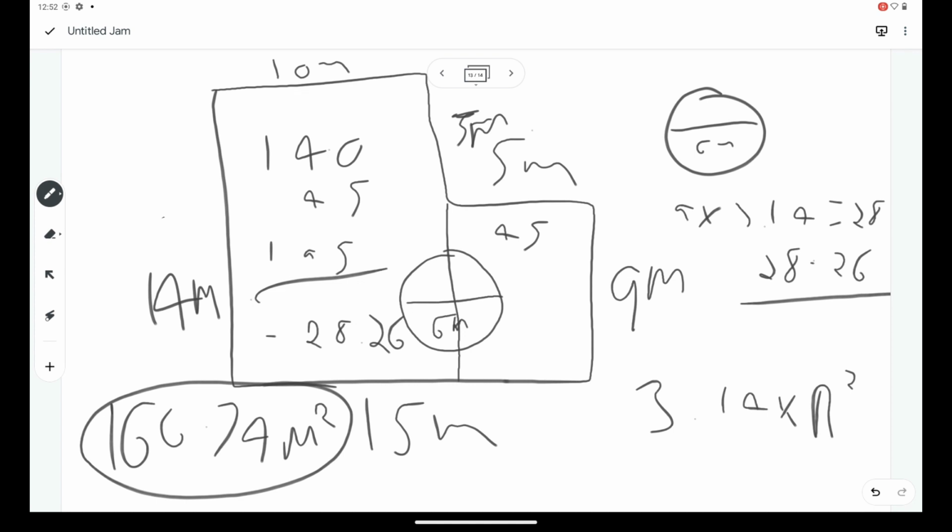So they're just 3 examples of questions you could get when you have to calculate the area of a compound shape.